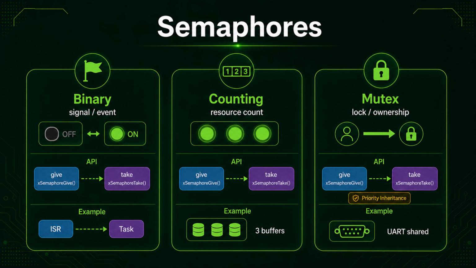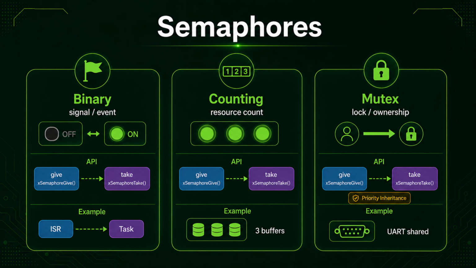Although they use similar APIs, their purposes are different. A binary semaphore represents a simple event with two states, available or unavailable. It is commonly used to signal a task from an interrupt. Inside an interrupt, the from ISR version of the semaphore API must be used. A counting semaphore maintains a count greater than 1. It can represent multiple available resources, such as 3 buffers or 4 identical communication channels.